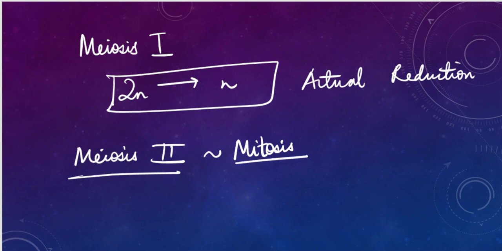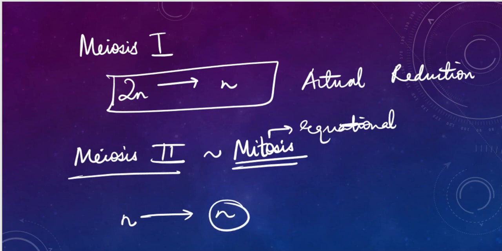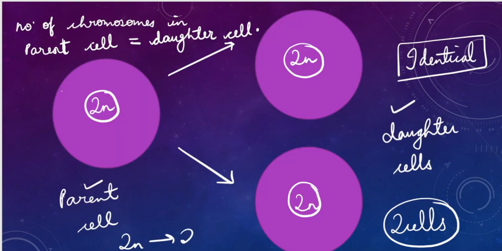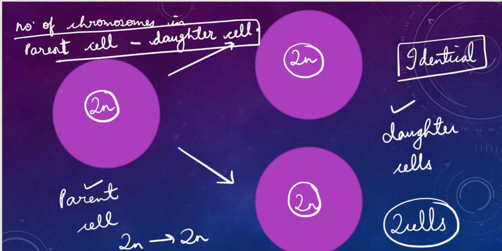So what we say to mitosis, we say it as equational division, right? Equational division means if there is n, you will get n, the same number. If there was 2n, here you will get 2n. So we say it as equational division, where the number of chromosomes in the parent cell and in the daughter cells are equal. Can you see? I have written here the number of chromosomes in the parent cell is equal to the number of chromosomes in the daughter cell. I hope you can see the equals to sign.